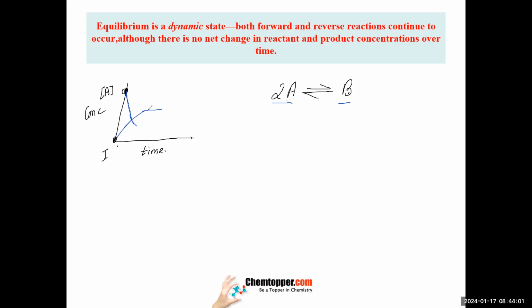Then after some time, the concentrations have become constant. This is the concentration of B. This is the concentration of A. This one is initial. I'm writing here, initial. What is this called, children? What is this part?